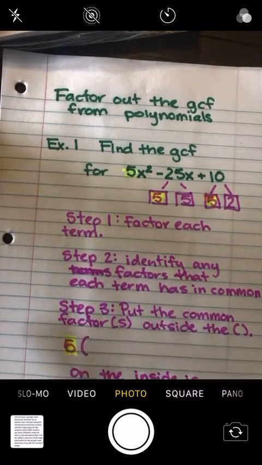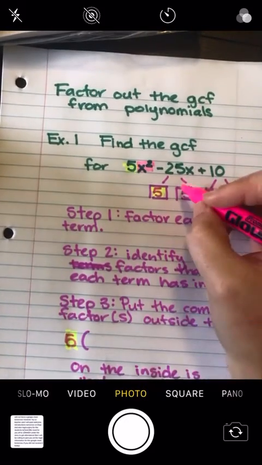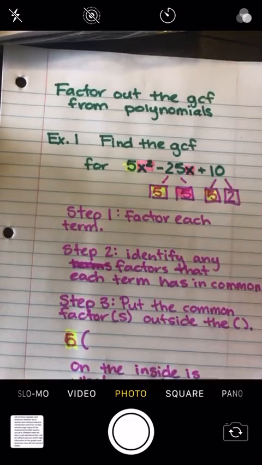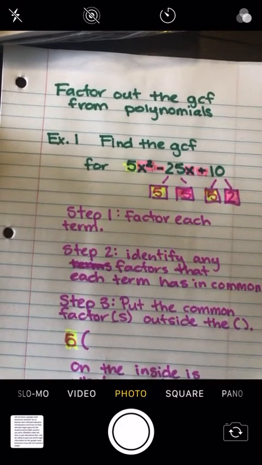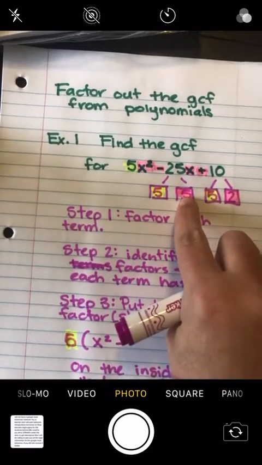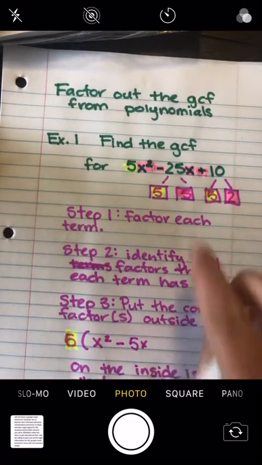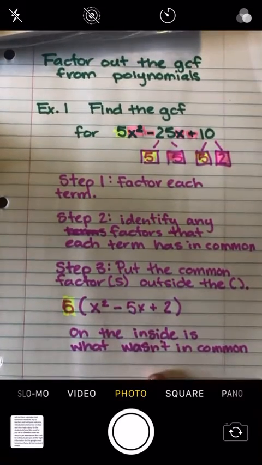So if I am looking for the stuff that they don't have in common, if I look back up here, x squared is left over. 5x is left over after this one. We're going to just keep that negative sign. We're going to keep this plus sign, and then the 2 was left over. Okay? So now our final problem on the inside is going to be x squared minus 5x plus 2. And there is your final answer for that one.